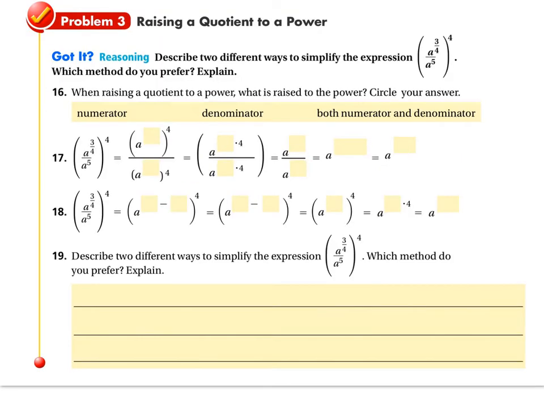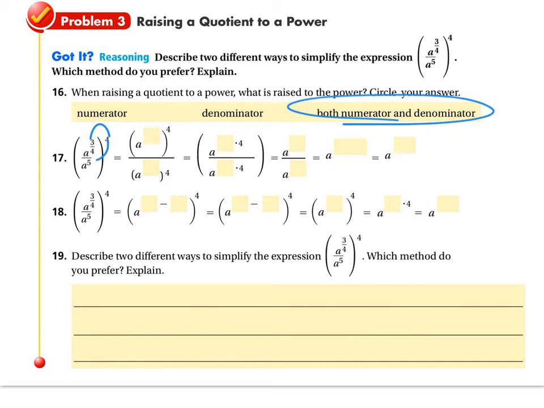Let's look at 2 ways to raise a quotient to a power when the problem is a bit more difficult. So remember, when raising a quotient to a power, raise both the numerator and the denominator to that power. So on the problem marked 17, you can see we have a quotient, and it's being raised to the fourth power. Using this method, we're going to raise both the numerator and then the denominator to the fourth power.